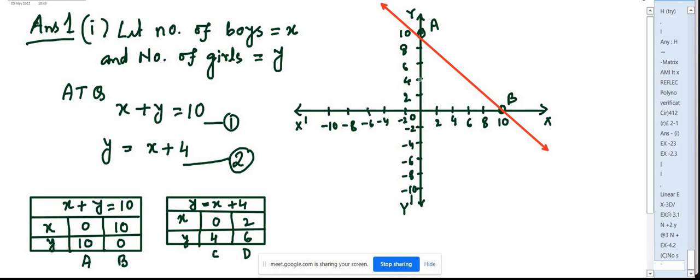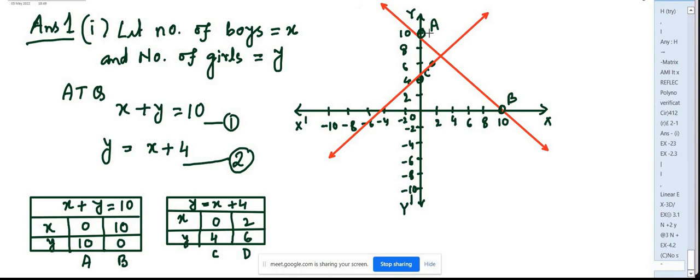Now 0, 4 will be this point. This is point C, and D is 2, 6. So 2, 6 will be here. So this is another point, right? So if you join these 2 points, this will be the second line, right? So you will observe our intersecting point.